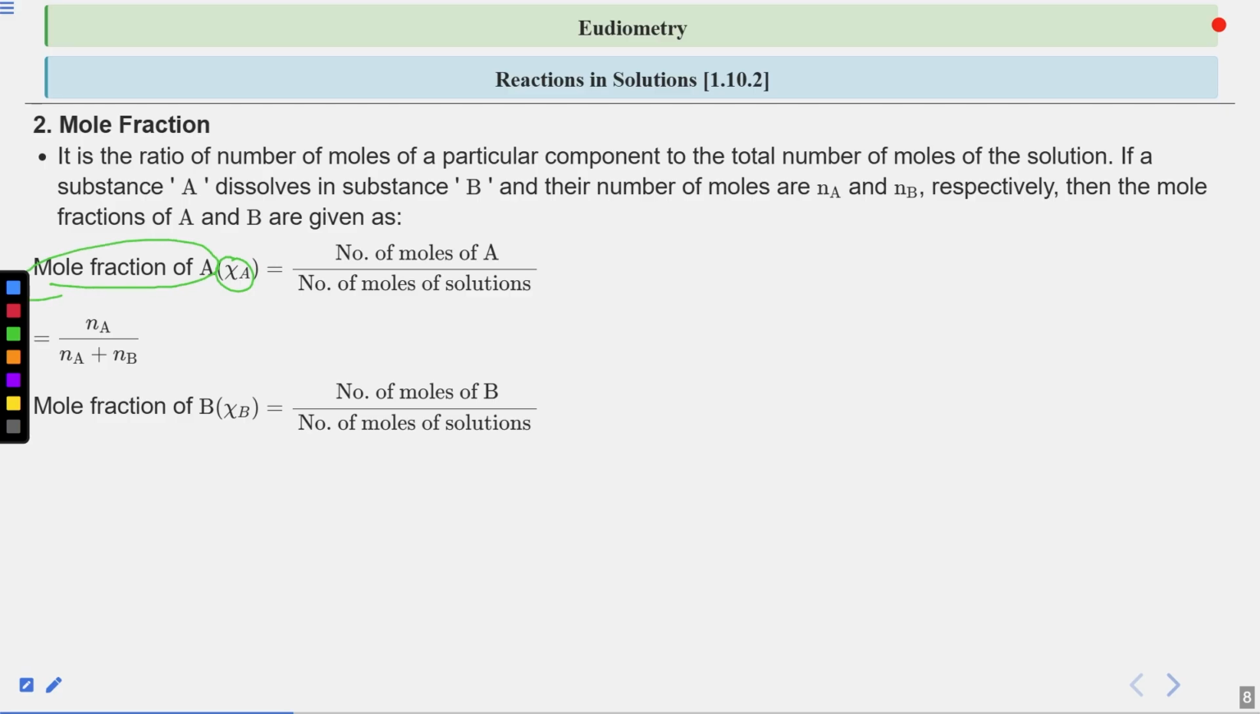Remember, students, this A is in the subscript. So it will look like this. This will be the mole fraction. You can just write your doubt in the chat section.